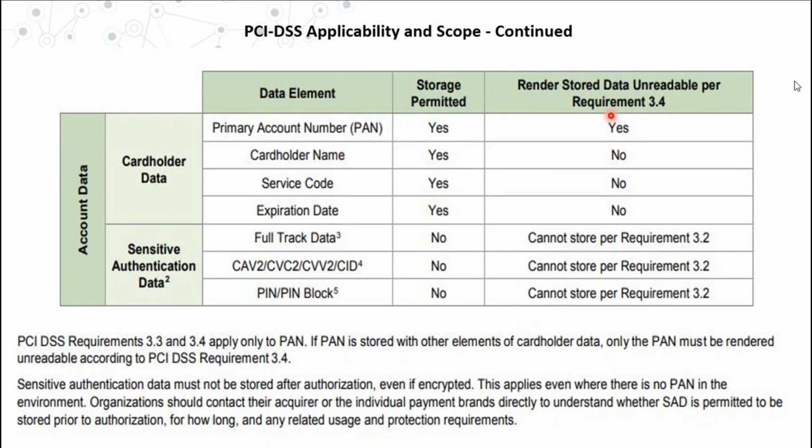Now, from the PCI point of view, there is a standard format for masking: you can keep the first 6, which is your BIN number, and the last 4 digits of the data. That is an acceptable format. If you are keeping the first 6 and last 4, then it is not considered a card number. Clear? I'm talking right now about data at rest, meaning the storing point of view.